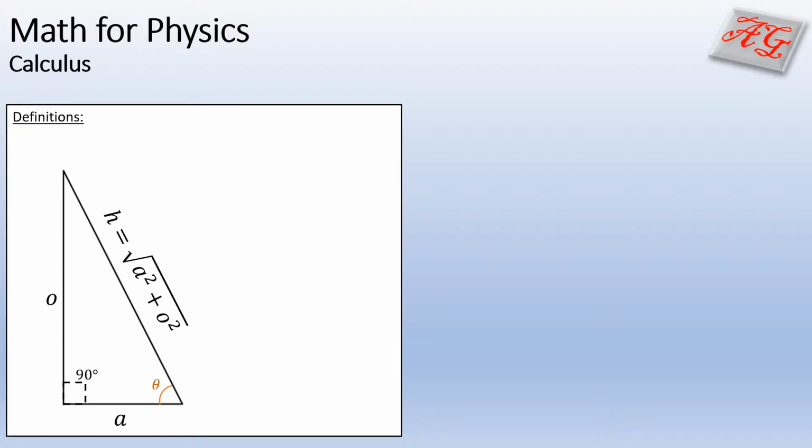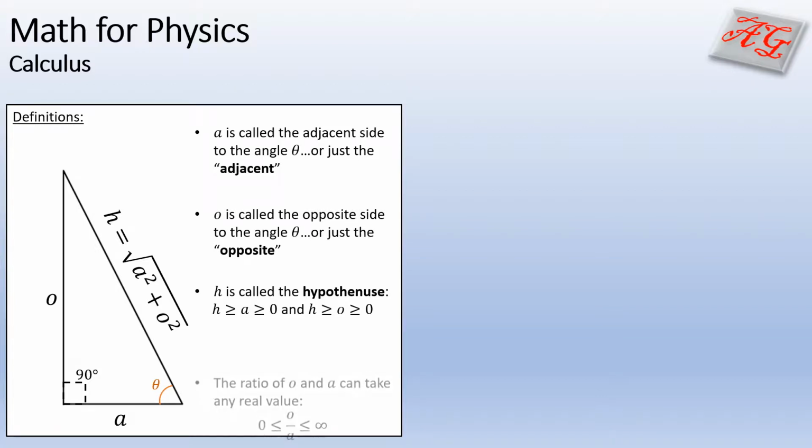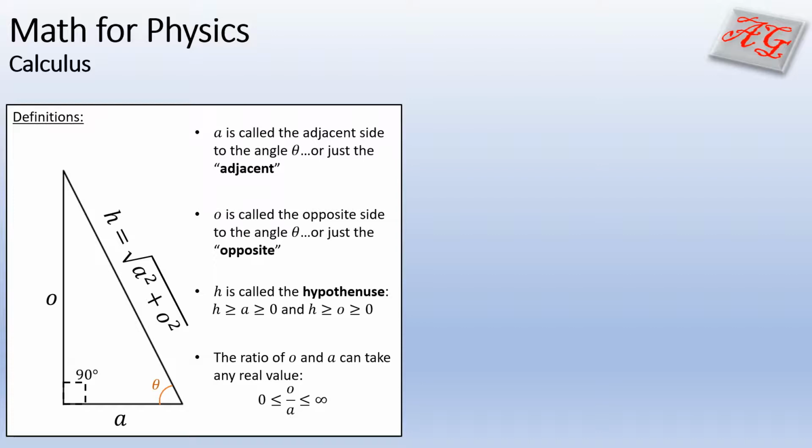Before moving on to really define the trigonometric functions, I want to define some terminology. If we have a right angle triangle, A is called the adjacent side to the angle theta, or just the adjacent. O is called the opposite side to the angle theta, or just the opposite. H is called the hypotenuse and is always longer than or equal to either of the two sides. Finally, if O and A are lengths or positive values, the ratio between O and A can take any value between 0 and infinity, with the 0 included.